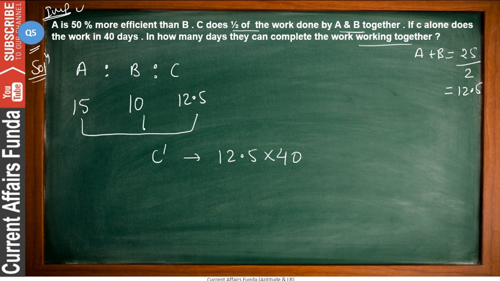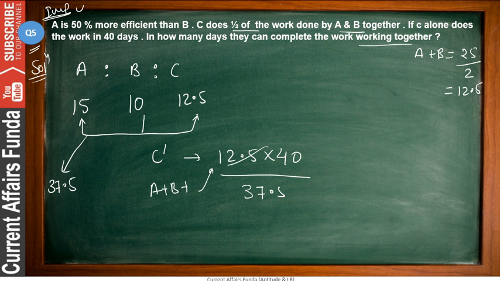So the combined efficiency of A, B and C: add 15 plus 10, that is 25. 25 plus 12.5 will be 37.5. So divide by 37.5, and we can say A plus B plus C will do this work in exactly 3 times less, and your answer will be 40 by 3 days. Okay, so friends, if you want to avoid this solution, then there is a shortcut for you.